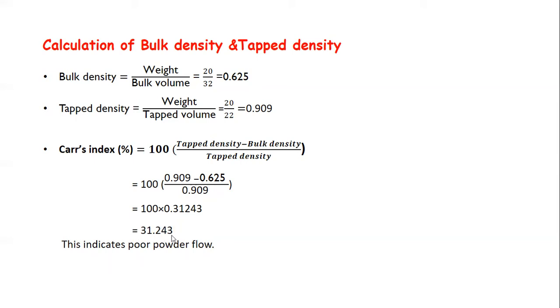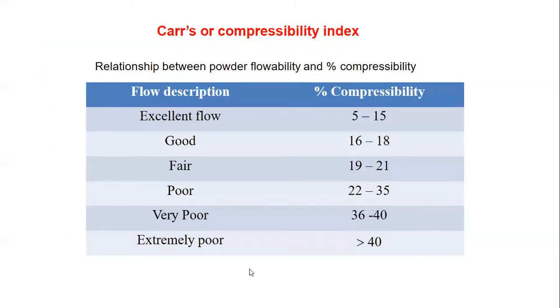After getting this value of Carr's index, what can we interpret about the powder flow? This table will help us to interpret the powder flow. This table represents the relationship between powder flowability and the percent compressibility. When the percent compressibility is found to be between 5 to 15, then we can conclude the powder possesses excellent flow.